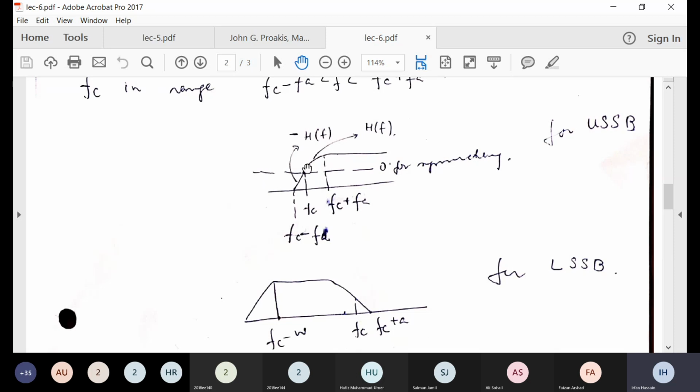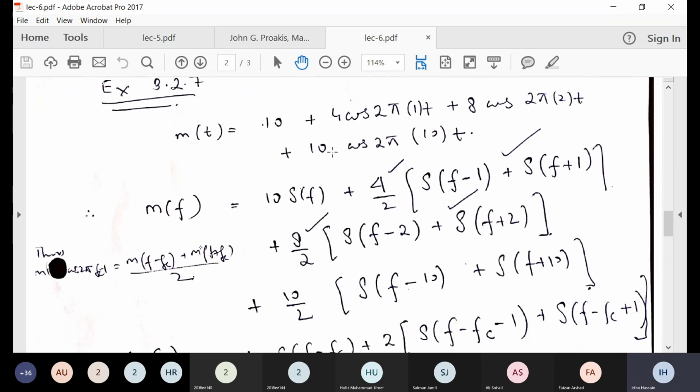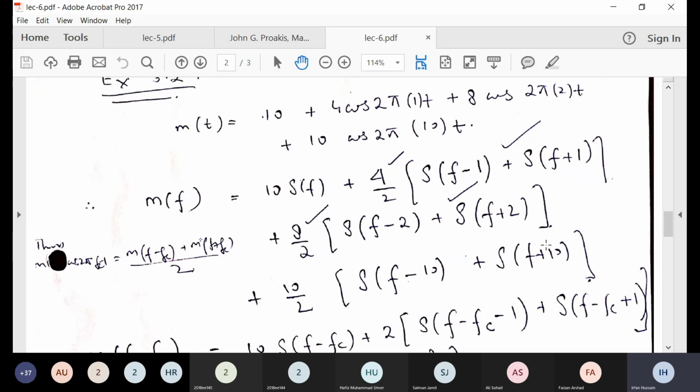Then you will have the other filter response coming here. So both of them will add to give you a constant height. Now, this is the same example as shown in the book, but here I've done all the steps. First of all, M of t is this. So I write its Fourier transform M of f. And you know each cos will give me 2 impulses in frequency. So you will have actually 2, 4, 6 plus 1, so you have actually 7 different impulses at different frequencies.